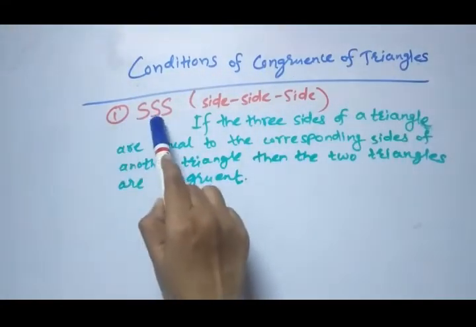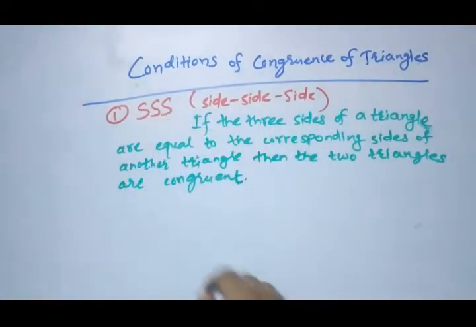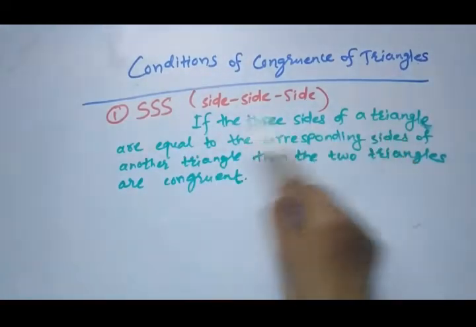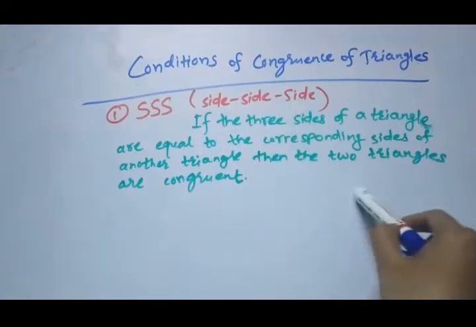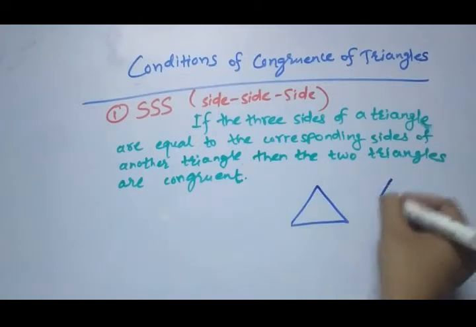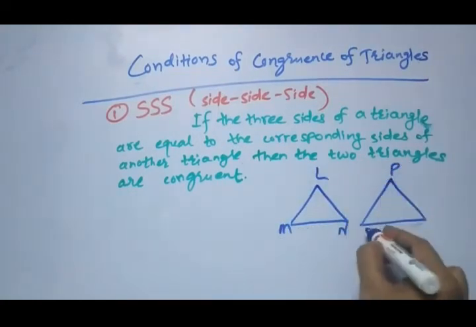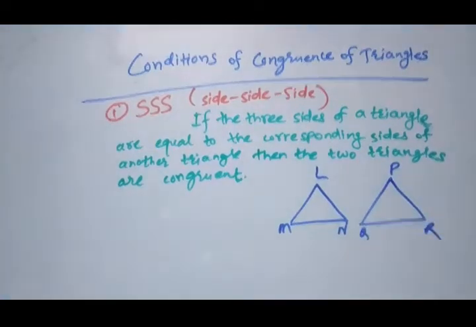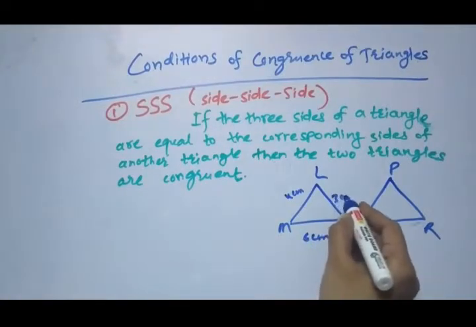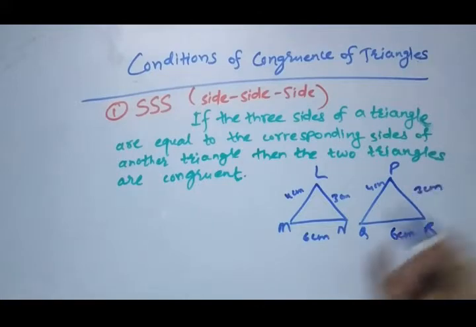Number one is the SSS, side-side-side congruence. This criterion says that if the three sides of a triangle are equal to the corresponding three sides of another triangle, then you can say that the two triangles are congruent. For example, consider this one triangle and this other triangle. This is LMN and this is PQR. Its sides are 4 centimeter, 6 centimeter and 3 centimeter, and in the other also 4 centimeter, 6 centimeter and 3 centimeter.